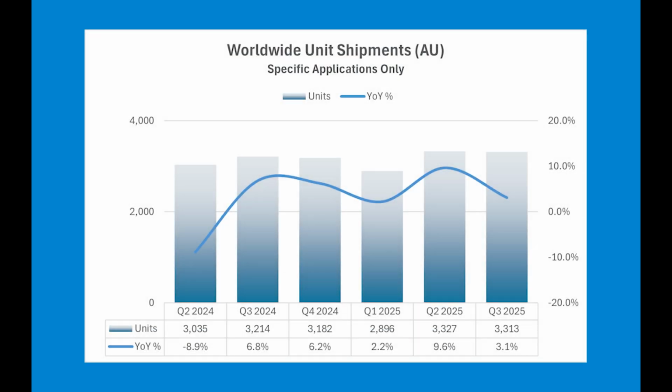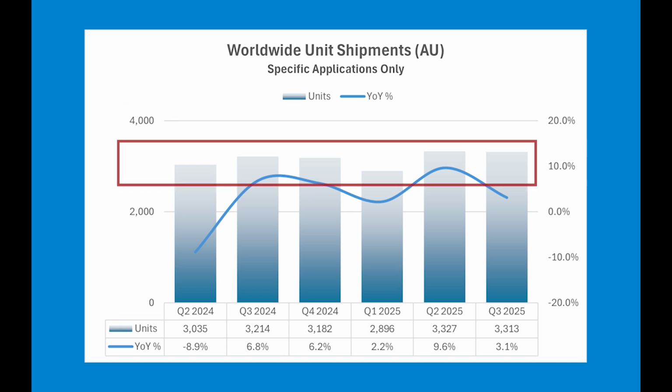Now let's look at the bars. They start at 0, which is correct for bars, but the actual story lives between 2,896 and 3,327. The actual values move about 15%, but the chart visually flattens that into a thin band at the top.